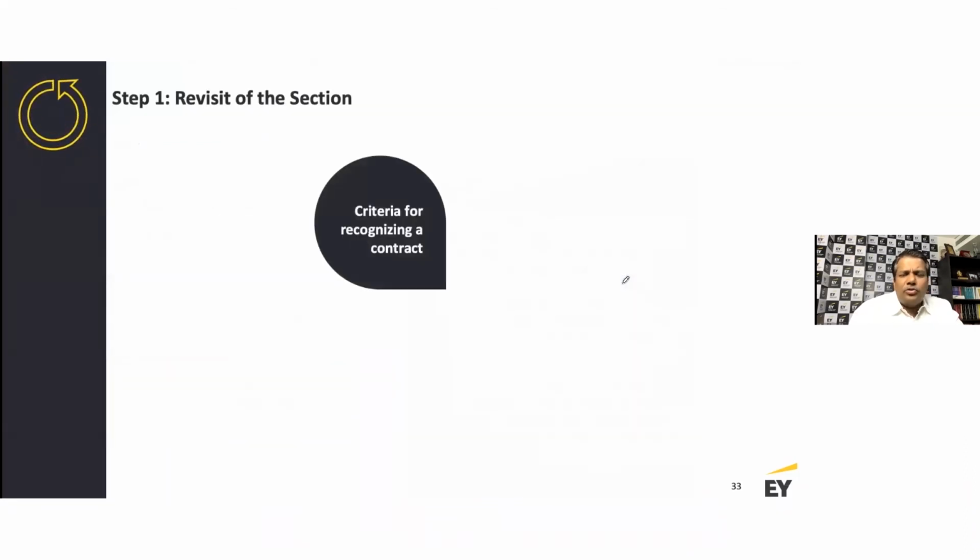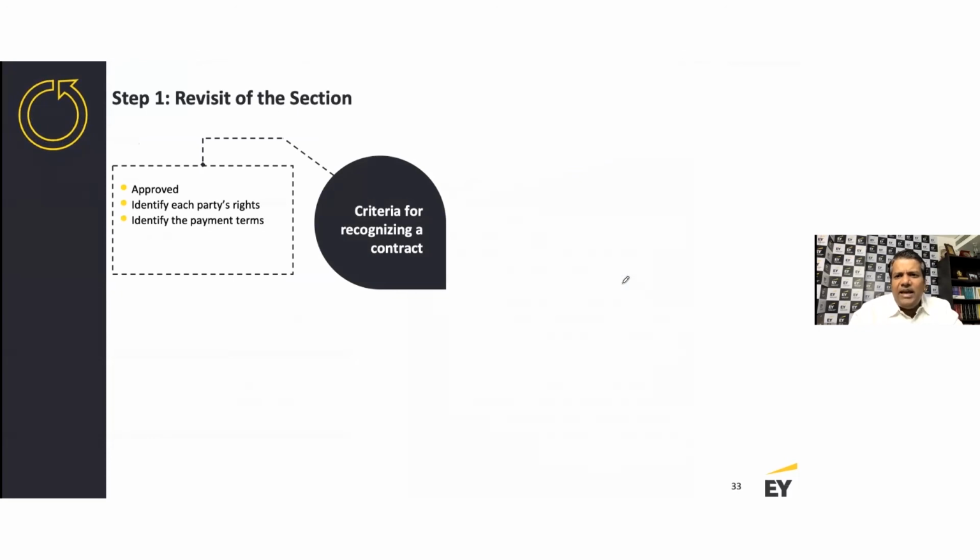Now, if I were to summarize what we've talked about, we talked about criteria for recognizing a contract. It has to be approved by both parties to the contract, has to articulate the rights and obligations of each of the parties, and identify the payment terms. It has to have commercial substance, and collectibility has to be reasonably assured, defined as probable: what you as a party to the contract expect to collect, intent and ability to pay. All of these are very important assessments to establish that the contract exists.